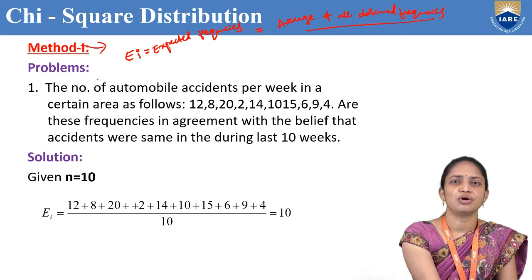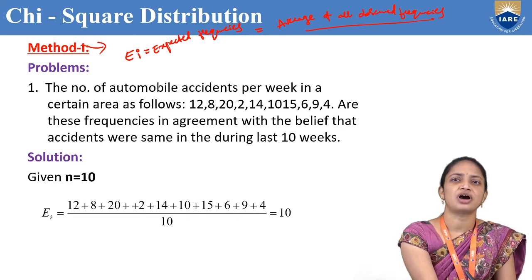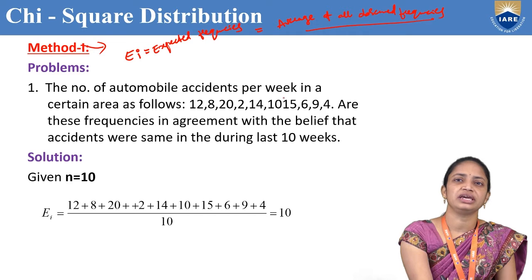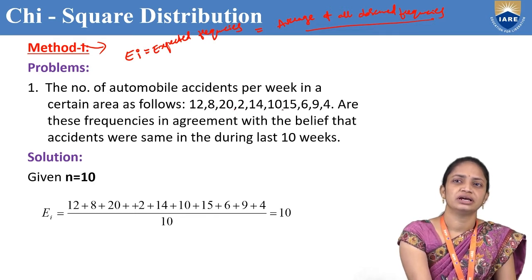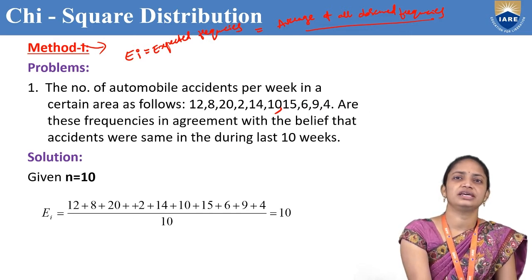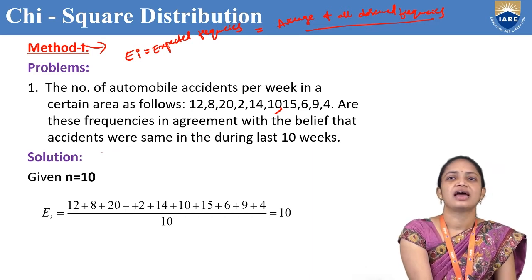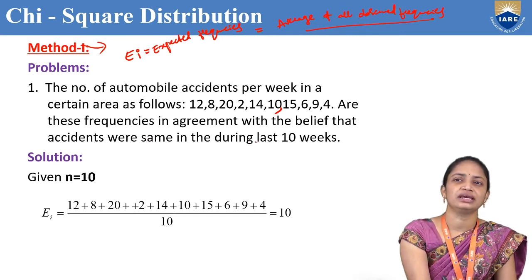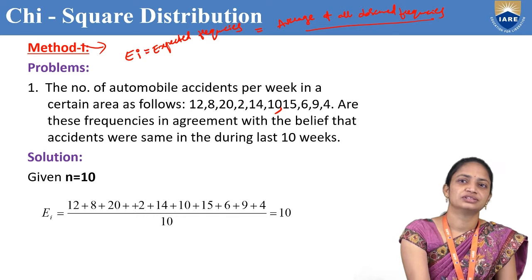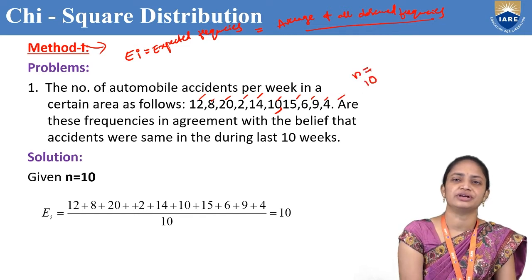Problems. Now coming to the first problem: the number of automobile accidents per week in a certain area are as follows: 12, 8, 20, 2, 14, 10, 15, 6, 9, 4. Are these frequencies in agreement with the belief that accidents were the same during the last 10 years? How many values are there here? 1, 2, 3, 4, 5, 6, 7, 8, 9, 10. So a total of 10 values are there, that means n equal to 10.